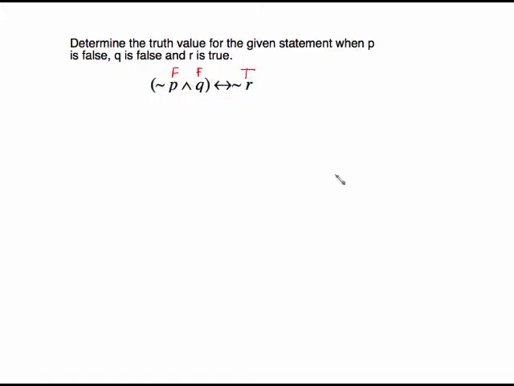So now I need to evaluate this, knowing that we're looking at not P, so not false is true. Still and false, because that's what they told me Q was. Biconditional. Not R, so not true makes false. Inside the parenthesis, I know true and false is false. And then when I get to the biconditional, I know the biconditional is true when these two simple statements are the same, so this will eventually be true.